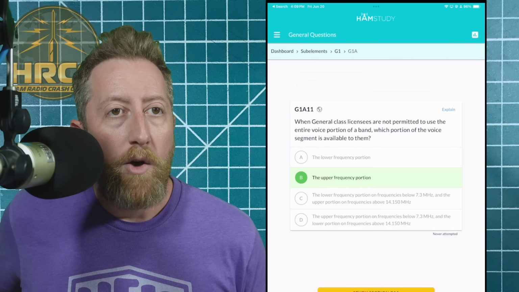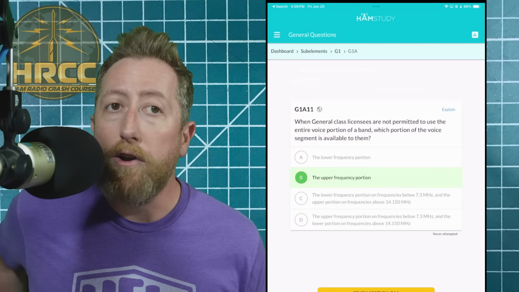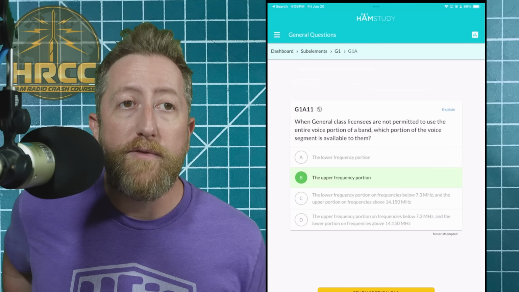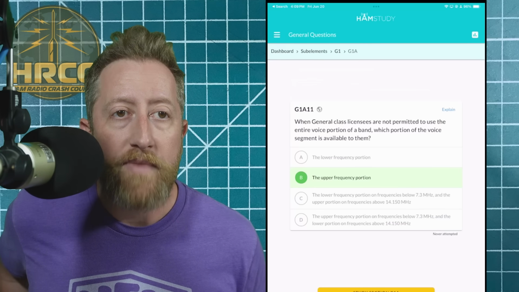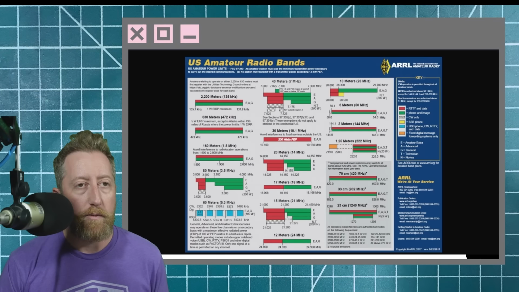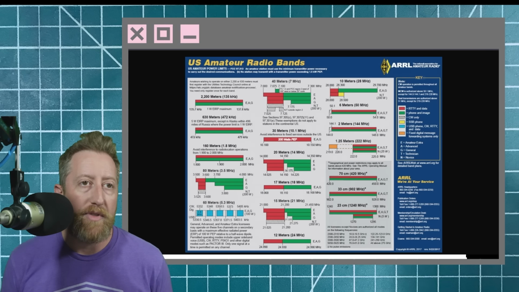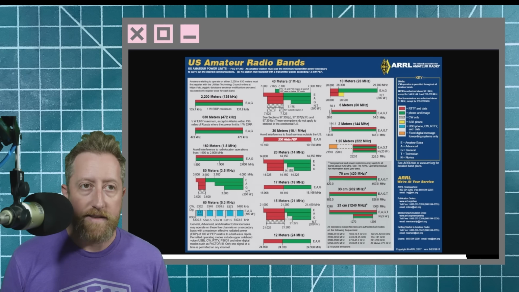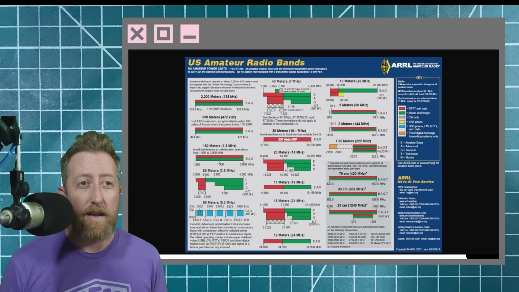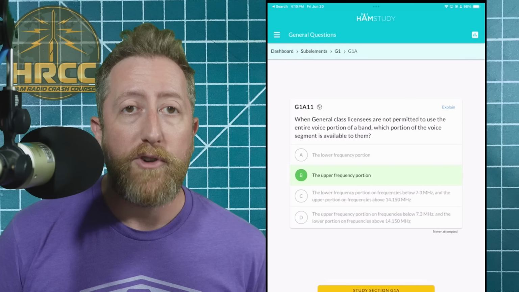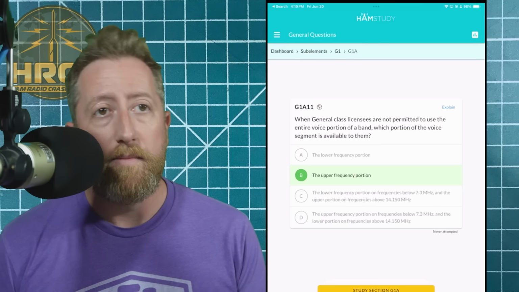Number 11, when general class licensees are not permitted to use the entire voice portion of the band, which portion of the voice segment is available to them? It's the upper frequency portion, right? So again, we covered it with 40 meters, that little notch out that's there. That notch is for extra class operators and advanced. So you can take up the higher side of the portion, which is above 7.175 megahertz.